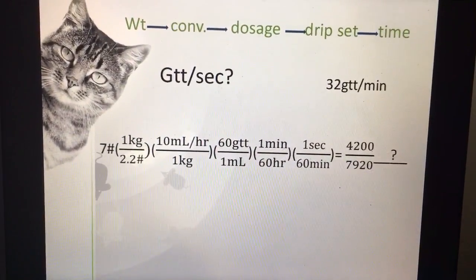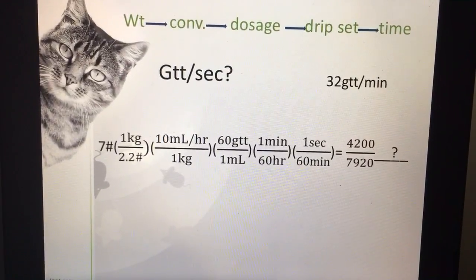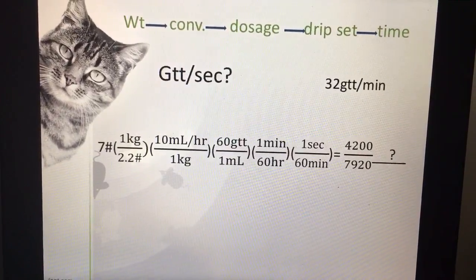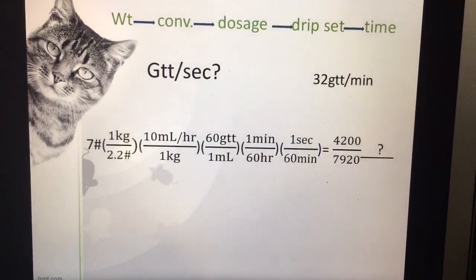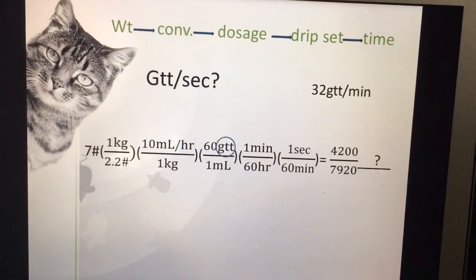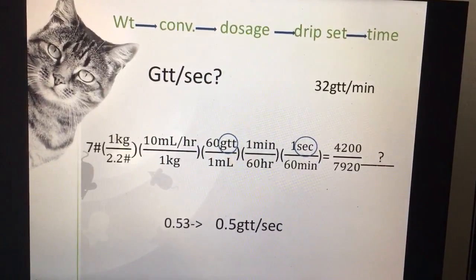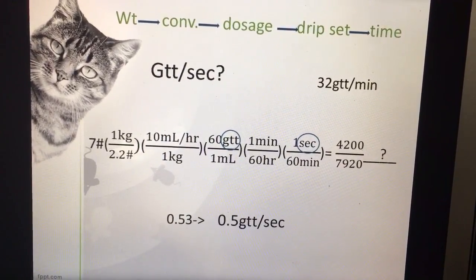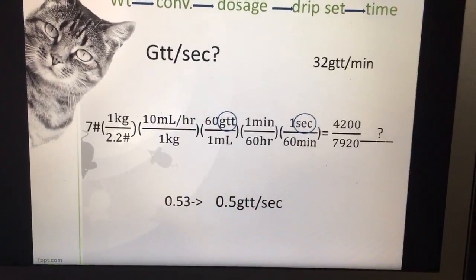Next is how many drops per second. Again, you want to follow the same rule, so you set it up as 1 second over 60 minutes. Again, if you multiply the top numbers, you get 4,200, and if you multiply the bottom numbers, you get 7,920. Once again, for the units, you're left with drops and seconds, and that's what we want. Once you divide, you get 0.53, and I rounded it to the nearest tenth, so that's 0.5 drops per second.